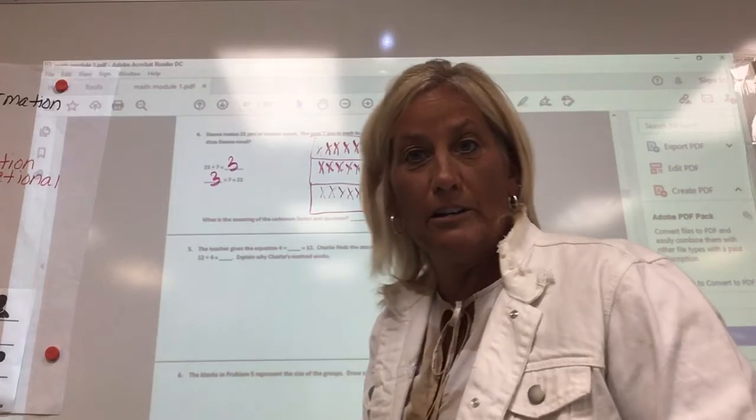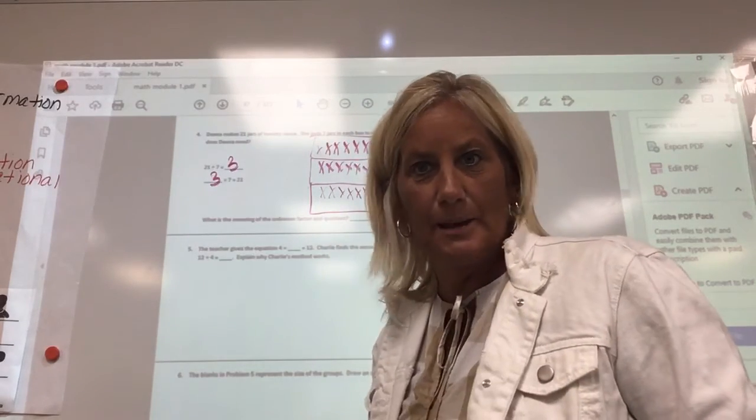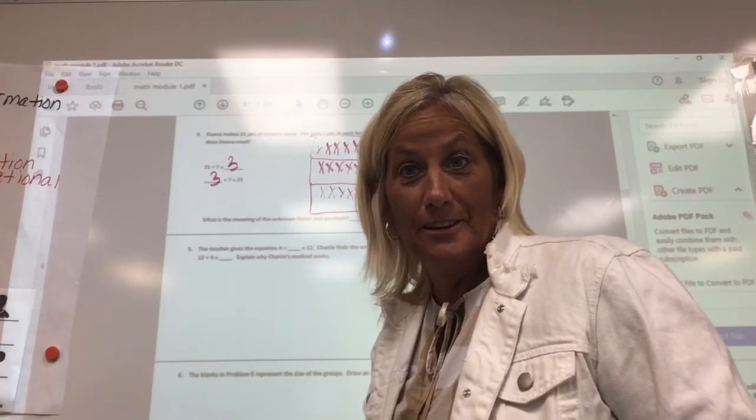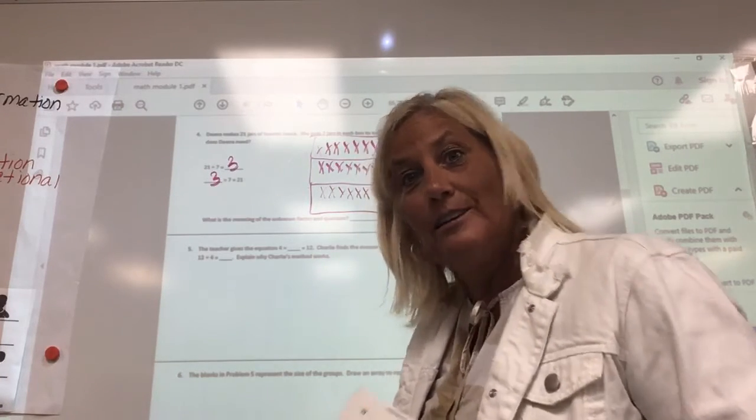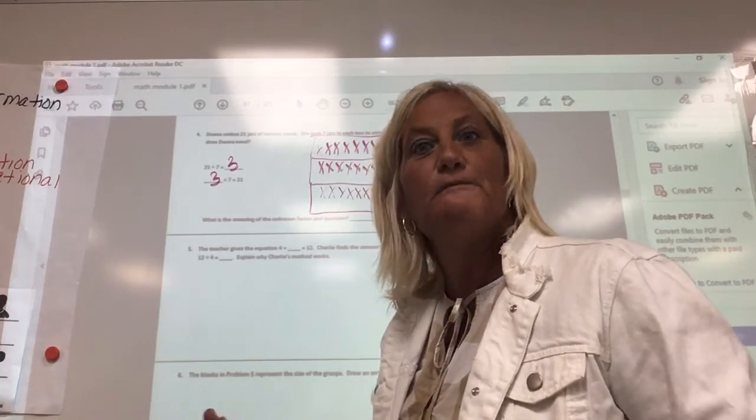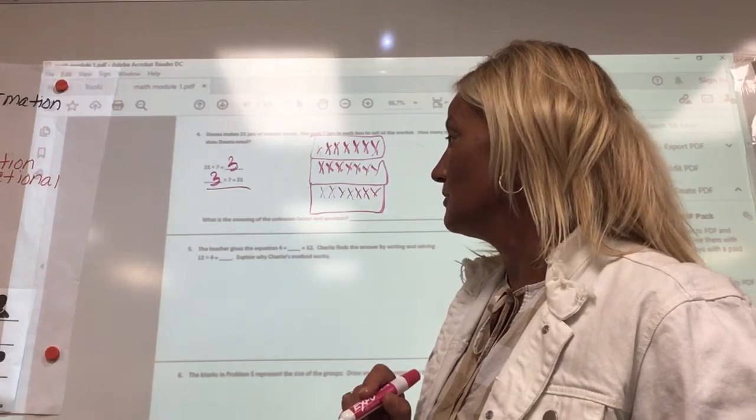to get to 21, which tells me that 3 times 7 or 7 times 3 is 21. 21 divided by 3 is 7. 21 divided by 7 is 3. Fact family. Only using these 3 numbers.